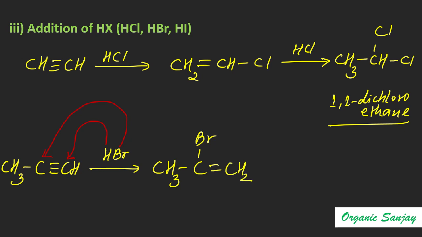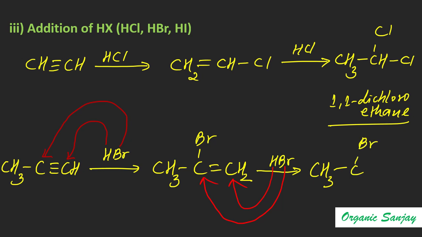Now again, since there is one more pi bond, it will further react with HBr and give CH3. Again, according to Markovnikov's rule, H goes to the carbon which has more hydrogens, and Br goes to the carbon which has fewer hydrogens. So our final product becomes CH3 CBr2 CH3, and the name of this product is 2,2-dibromopropane. In this way, addition of halogen acids occurs in alkynes. I hope you understand.